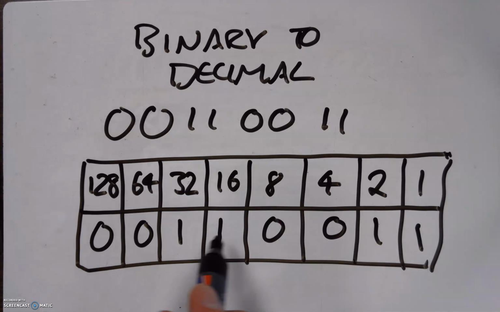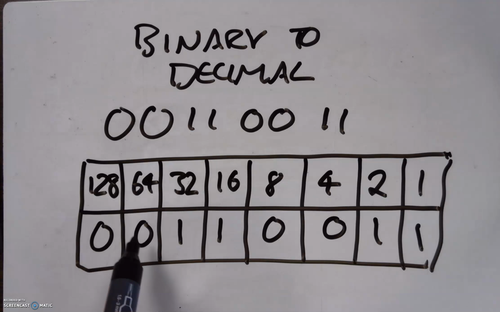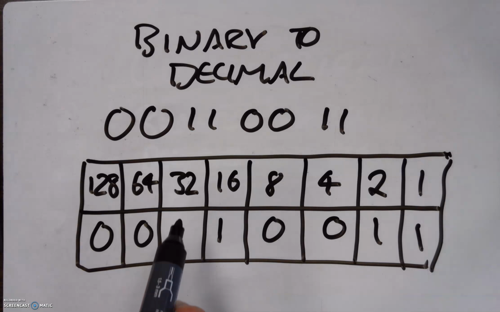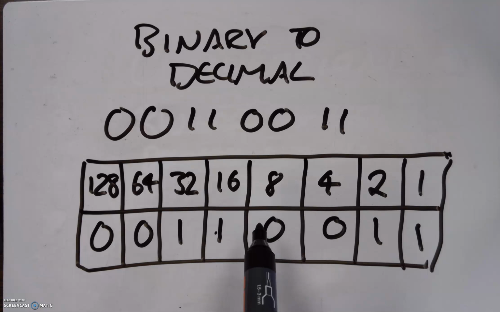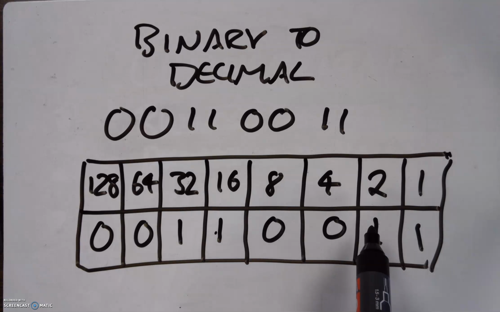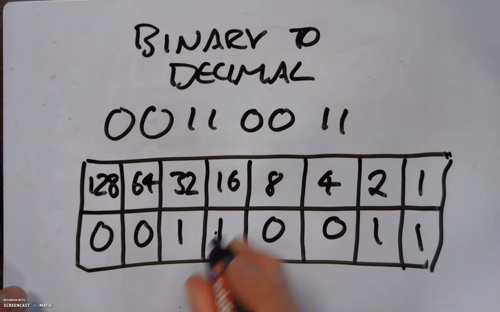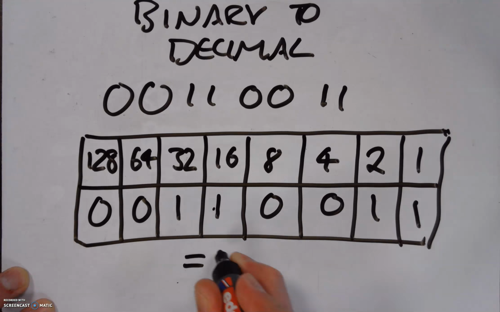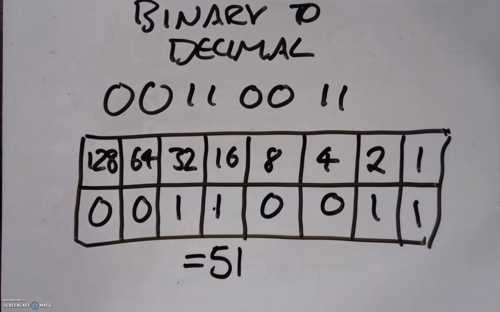Now I need to add these up, and I make my decimal number. Where I've got a zero, I do not add, but where I've got a one, I need to add that number. I've got a one in the 32 placeholder, so I add 32 to 16, and that is 48. Then I add the 2, that gives me 50, and add the 1. My answer for one mark equals 51 in base 10, in decimal.